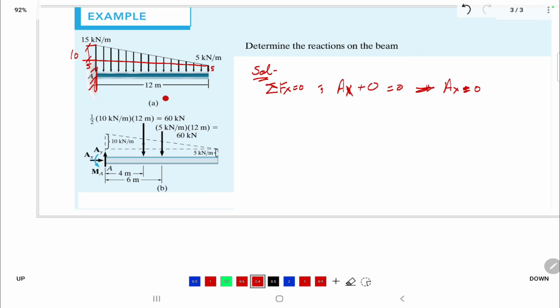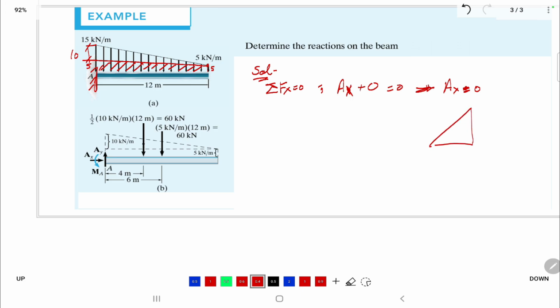Now, the point of effect of this uniformly distributed load is midway. For the uniformly distributed load, the resultant is halfway, so this 60 is halfway. Okay. This other one is 2/3 from the triangular top. So it is from here.